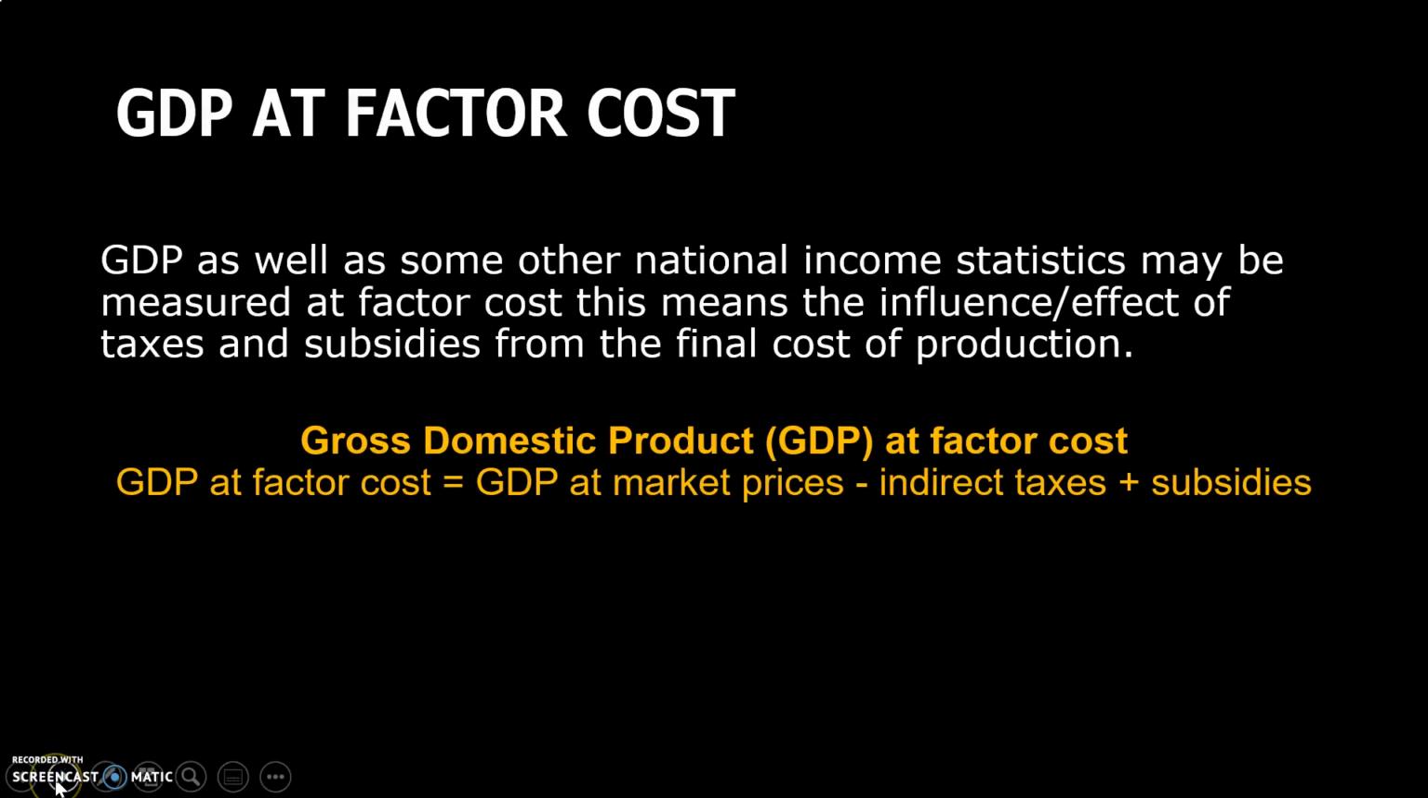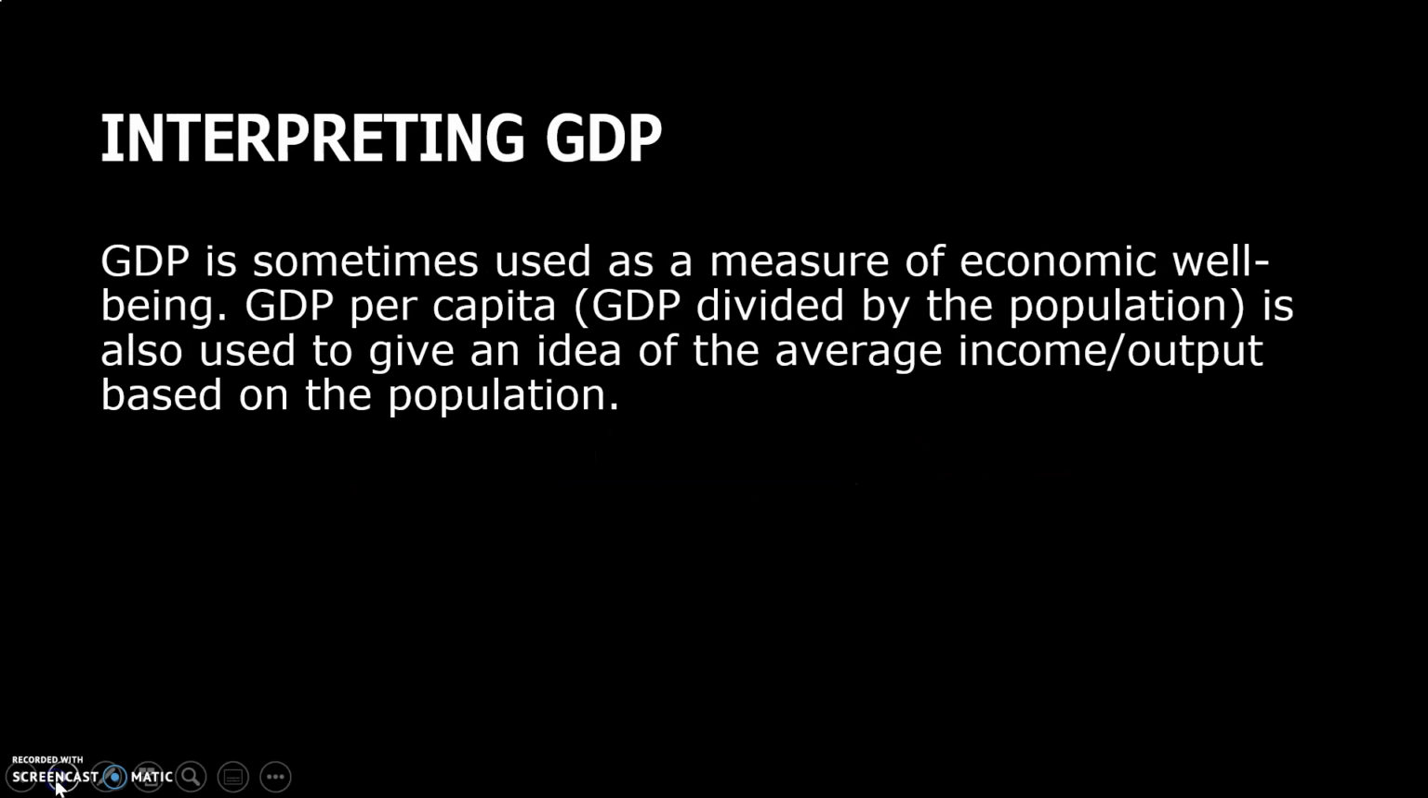Now, there is a distinction to be made about factor cost and market price or market value. So when we look at GDP at factor cost, we are removing the influence of indirect taxes and subsidies, as those would have altered the price. So we're looking at GDP based on what it costs to produce a good.